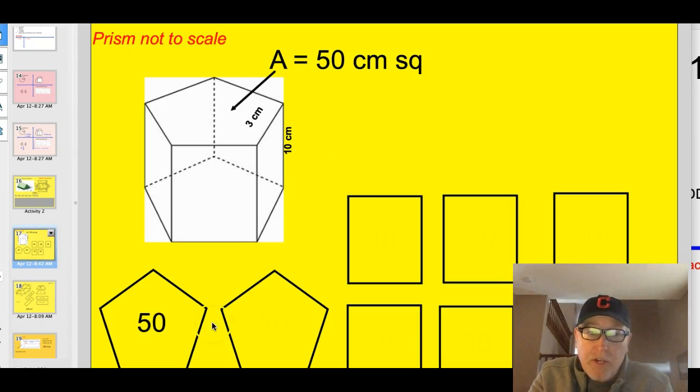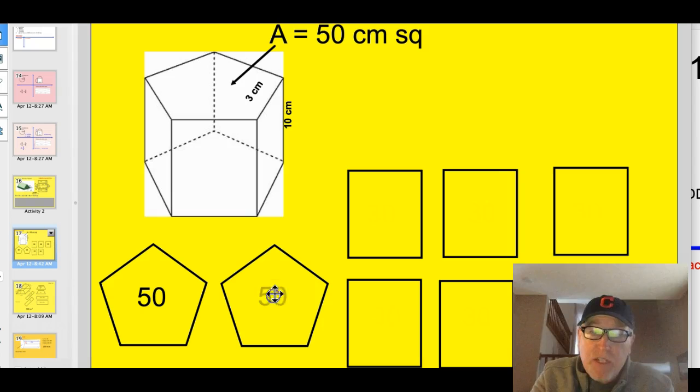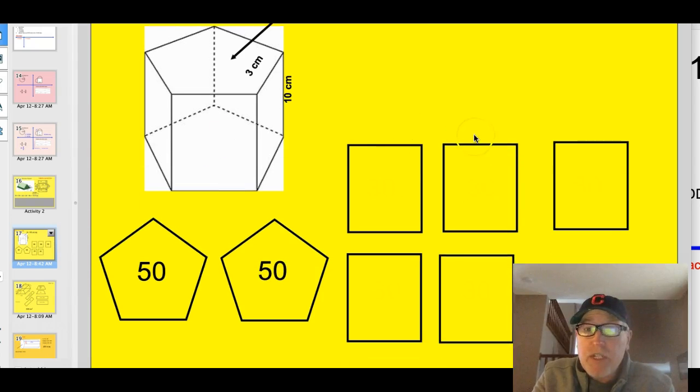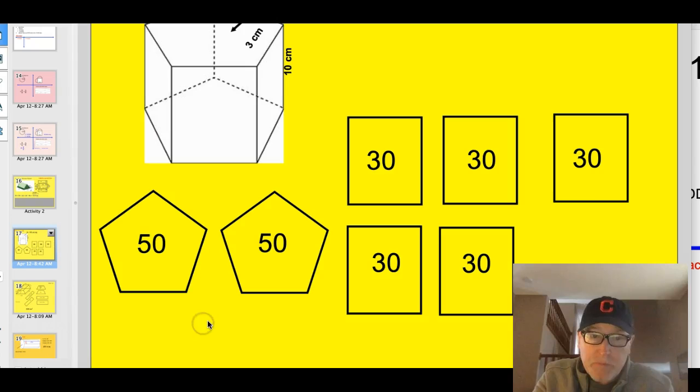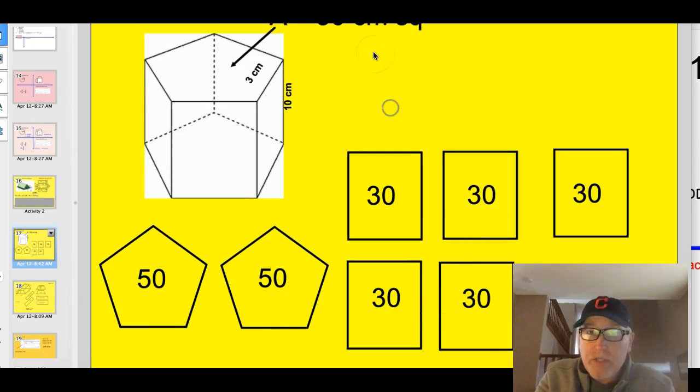So the area of this pentagon is 50, and the area of this pentagon is 50. Now we just need to find the 5 sides, and these sides are all rectangular. They're 3 centimeters this way. They're 10 centimeters this way. So each of them, 3 times 10 is 30. Add them all together.